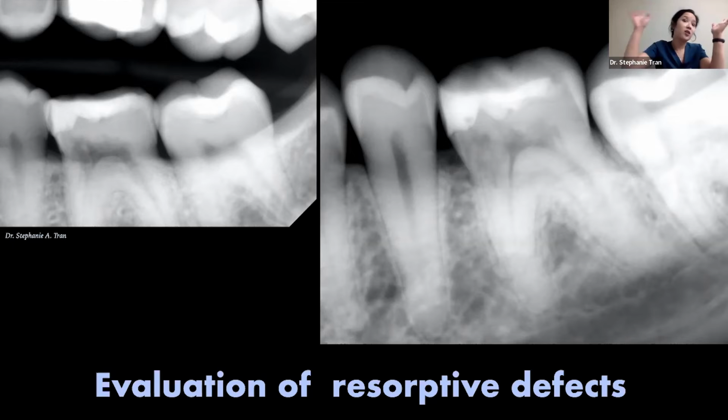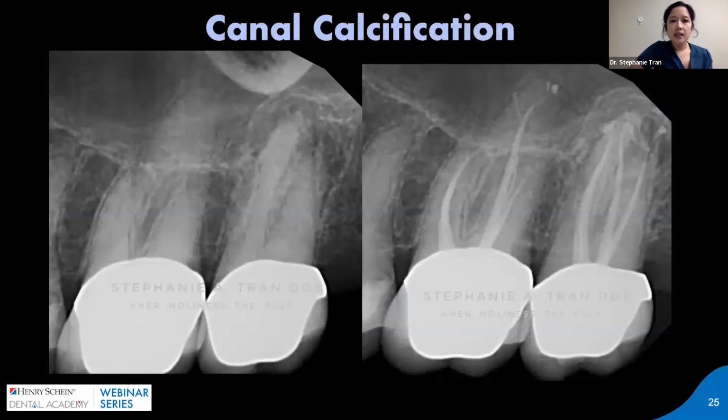It's like a magical force field against resorption. And then lastly, when it comes to the canals themselves, we are going to be looking at calcifications of the canals itself. So how clear is the canal on the radiograph? How easy is it to see?